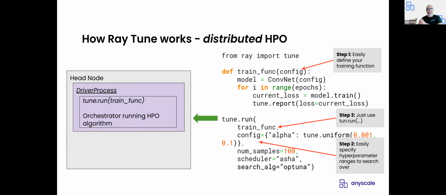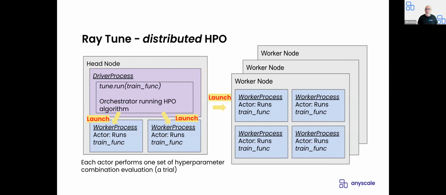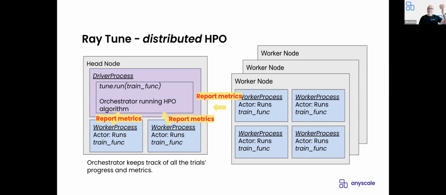And what happens is that this particular code underneath translates into a driver process that takes that particular run and then creates these worker processes. And the worker processes get a copy of your training function with each individual trial. So now you actually have a fan of all these trials which are running in parallel across the worker nodes, and they communicate across each other by reporting the metrics back to the orchestrator.